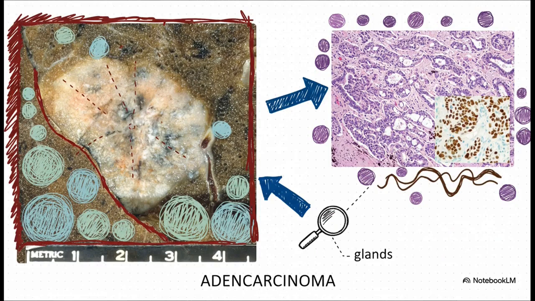Okay, let's get practical. On the left, you see the gross specimen. Adenocarcinomas are typically found on the periphery, out in the lung tissue itself, and they often have this scarred, puckered look. And on the right, under the microscope, what do you see? Glands. Beautifully, horribly formed glandular structures. Adeno means gland. That's your clue, right there.